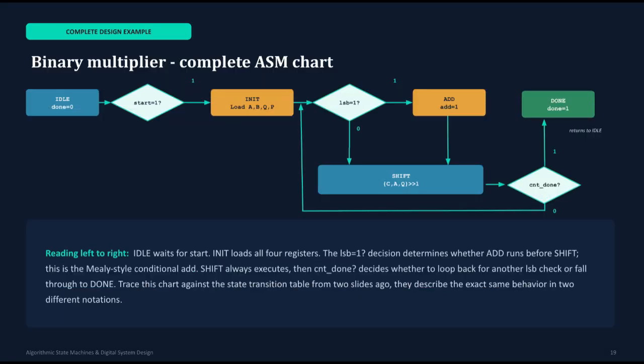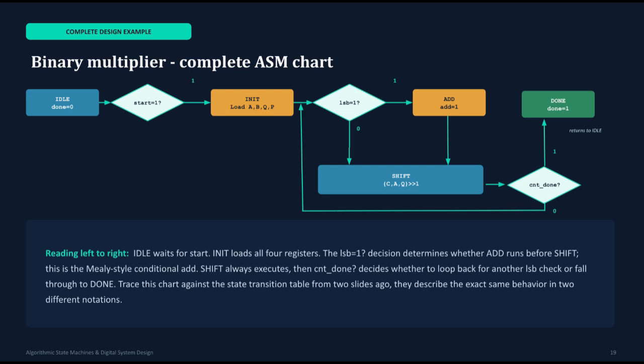Reading this chart left to right. Idle holds done at 0 and waits on start. Once start equals 1, init loads the multiplicand, multiplier, accumulator, and carry, and initializes the counter. Then LSB equals 1 checks the multiplier's current bit. If 1, we detour through ADD, asserting add equals 1, before rejoining the main path. If 0, we skip straight through.